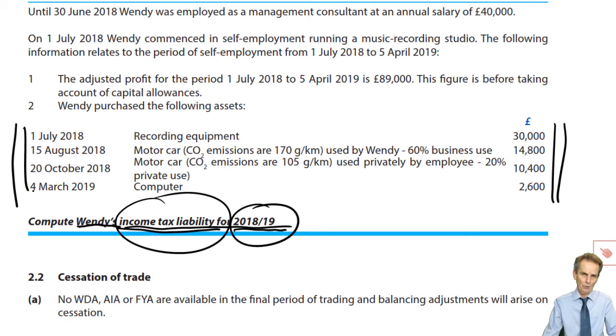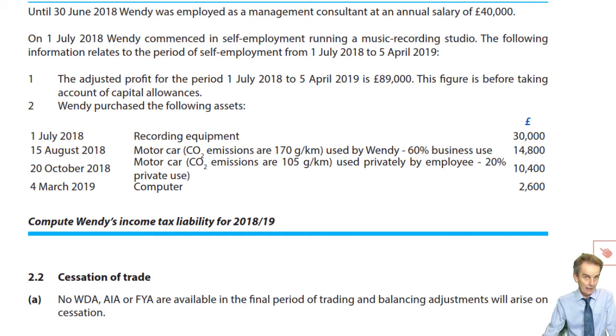Okay, let's see what you've made of this then so far. Now remember, the requirement is to compute the income tax liability for our 18-19 tax year. It isn't just calculate the capital allowances, though as we'll see, that's the major part of the exercise we'll need to do. So let's read through what they tell us.